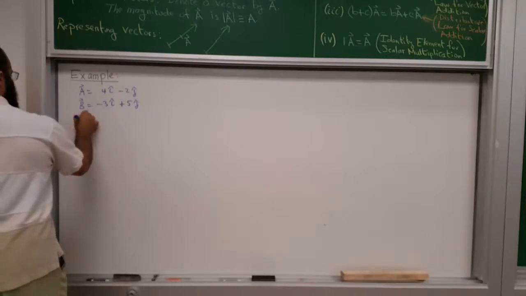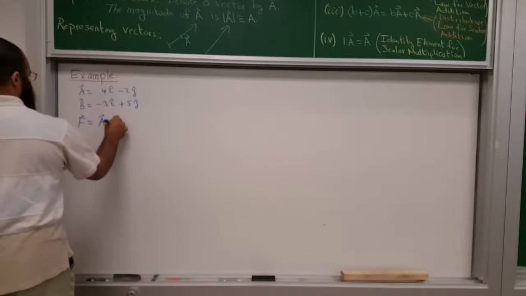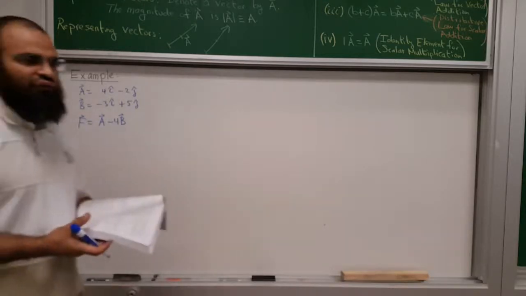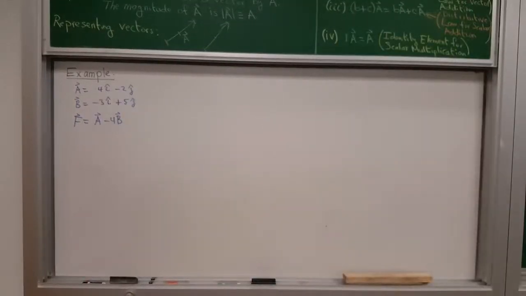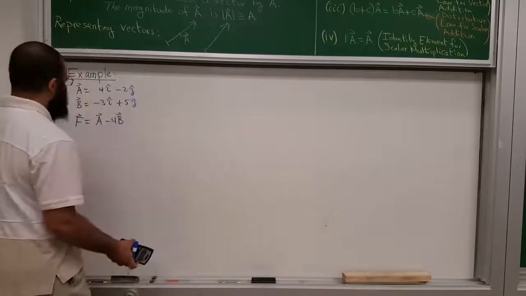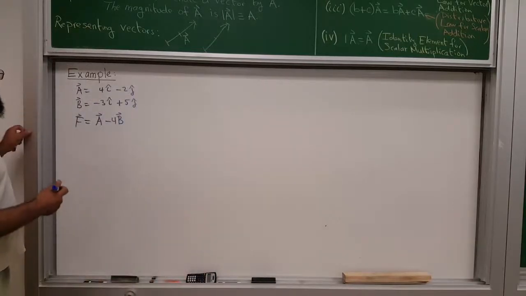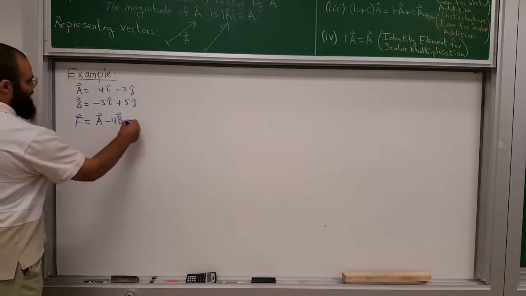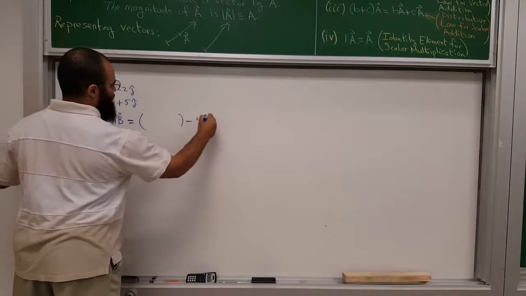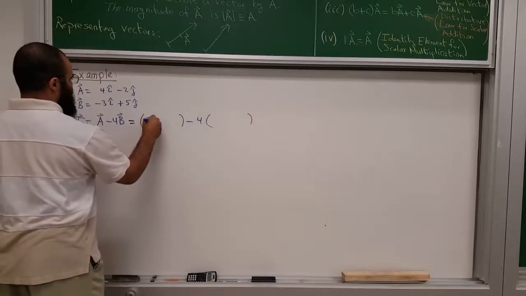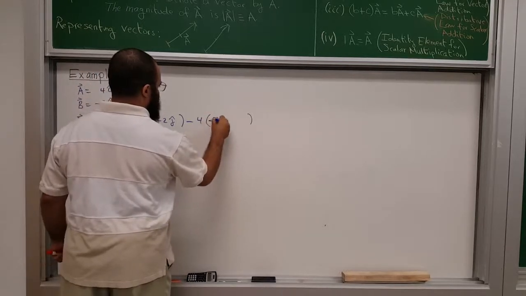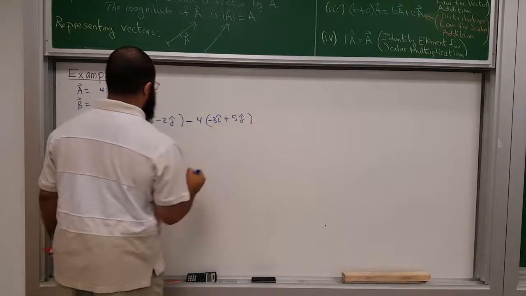And we're given that there is vector F, and that vector F is equal to A minus 4B. We would like to write down vector F in component form, and then they want us to maybe draw these also. Well, drawing them would be too much, I think. We will see. All right, so first of all, vector F is A minus 4B. So it will be vector A minus 4 times vector B. Vector A is 4i hat minus 2j hat. Vector B is minus 3i hat plus 5j hat.